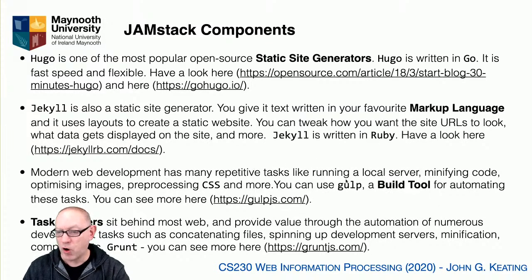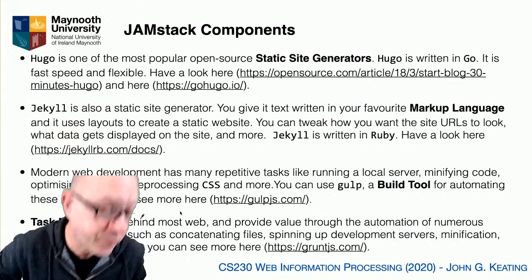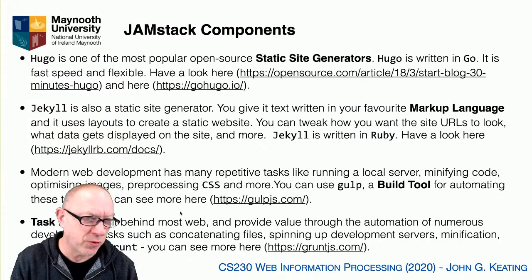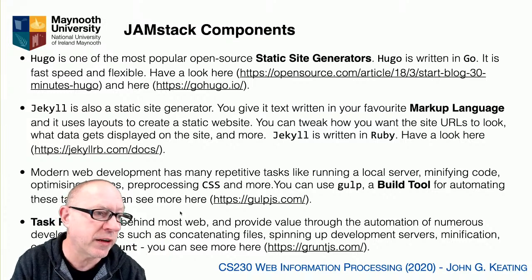And Gulp is a build tool. It automates all these tasks, so you don't have to keep doing all this stuff manually. So when you write your CSS, you don't deploy the CSS that you write. You often minify it in some way so that it's lighter, really.